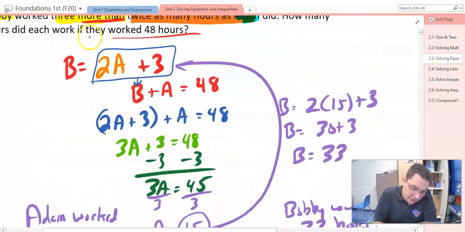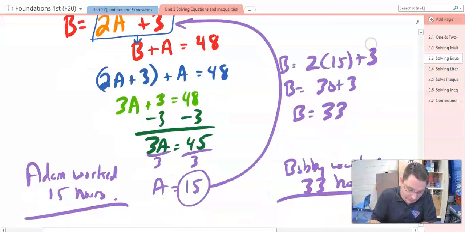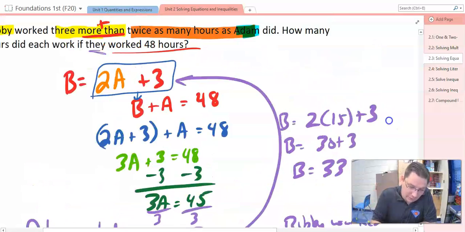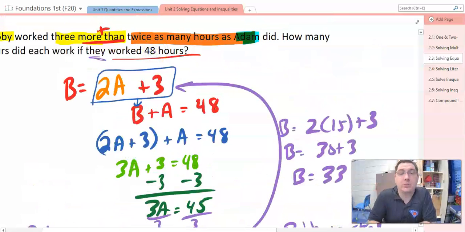And so this is our answer because it asks what? How many hours did they work, right? It didn't ask us just for Adam. It didn't ask us just for Bobby. It asked us for both of them, right? And if we take the 15 plus the 33, we get a total of what? 48. So that's it for this lesson.